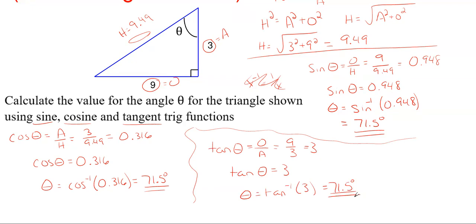As I said, typically when you want to figure out this angle, you're just going to use one of these trig functions, sine, cosine, or tangent, and then take the inverse of that to get the actual angle value. With this particular problem, we were just showing that you could do it either way with the sine, the cosine, or the tangent functions, and their inverse functions.